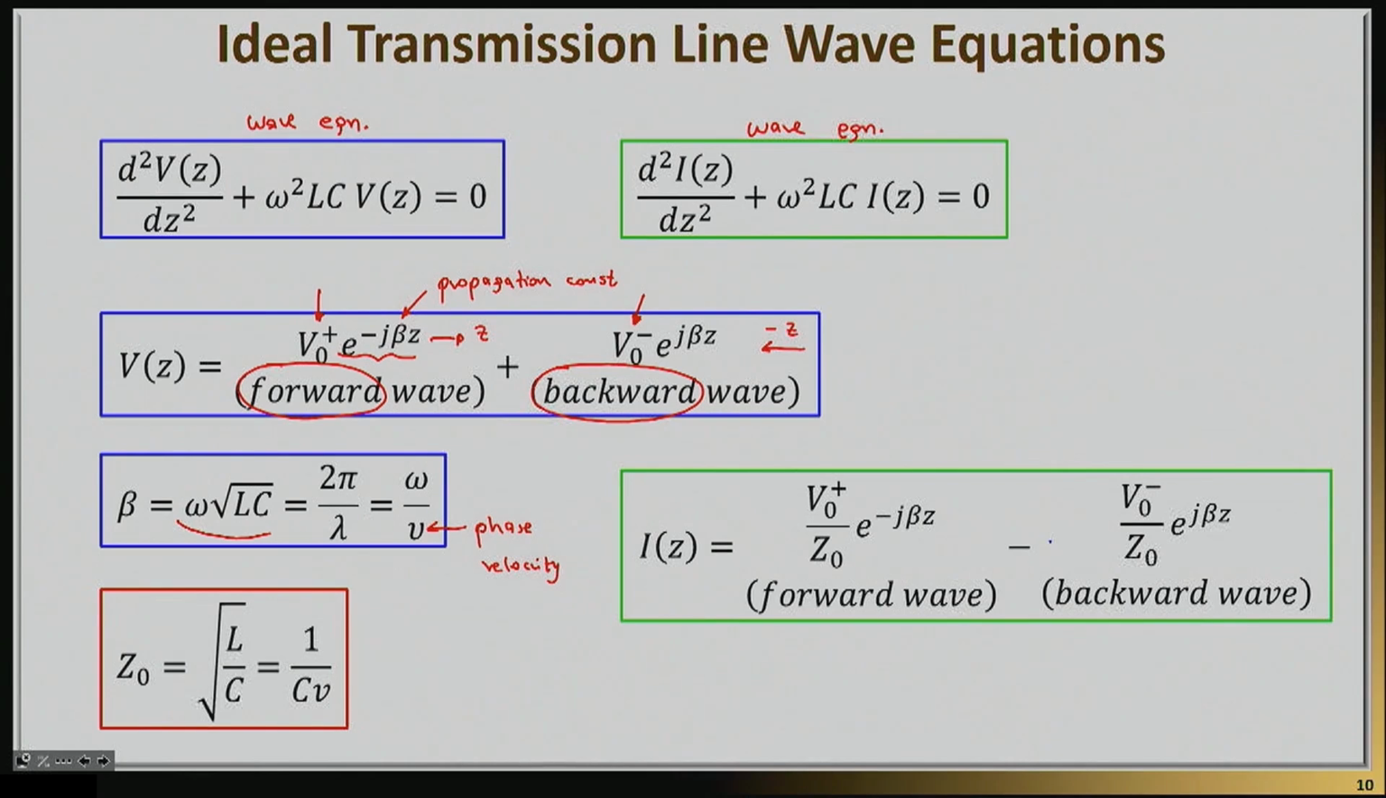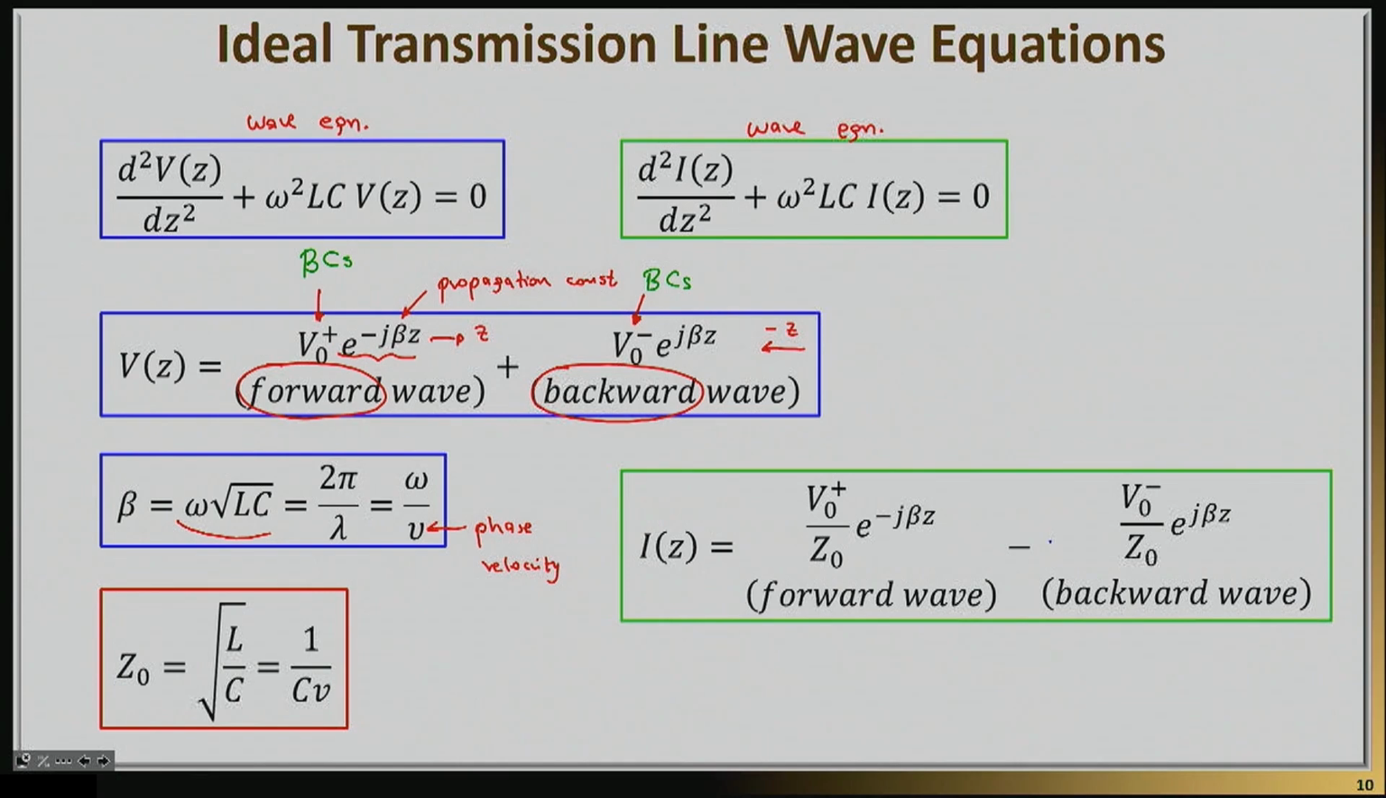What exactly is V0 plus and what exactly is V0 minus? It actually depends on my boundary conditions. Boundary condition means what is your load and what's your source. So how do you excite the transmission line, and what kind of device do you feed? We'll see in the later part of this analysis how exactly we find V0 plus and V0 minus. For right now, they're just unknowns.